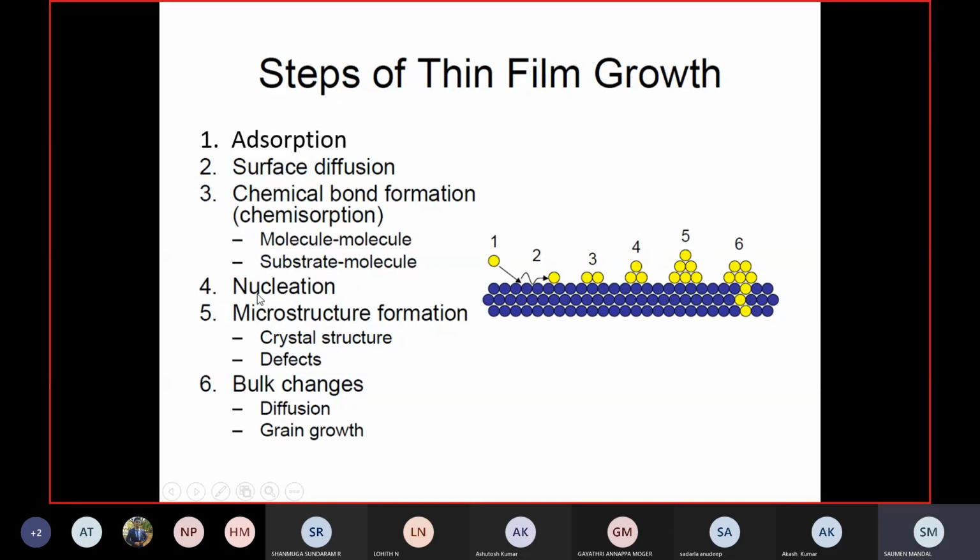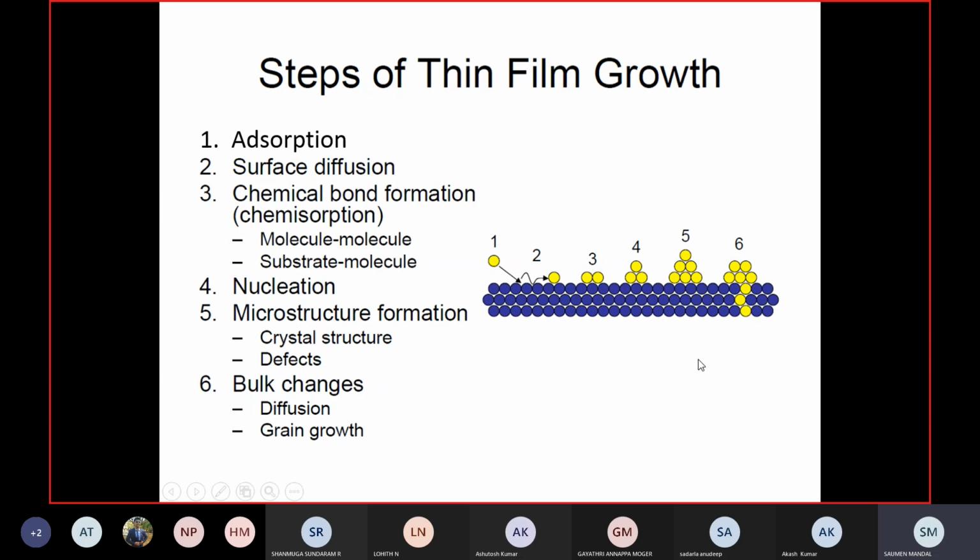Then stage 4: when chemisorbed, the atom, according to its nature, will try to nucleate. Nucleation will form, and of course it is heterogeneous nucleation, because this is surface driven. Then microstructure formation is stage 5, where we get the crystal structure.